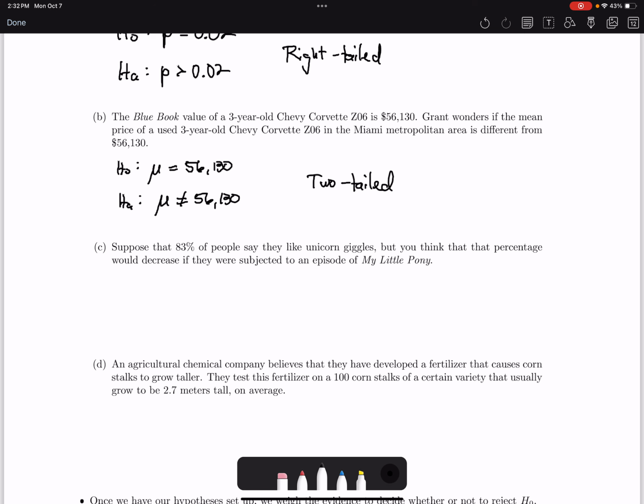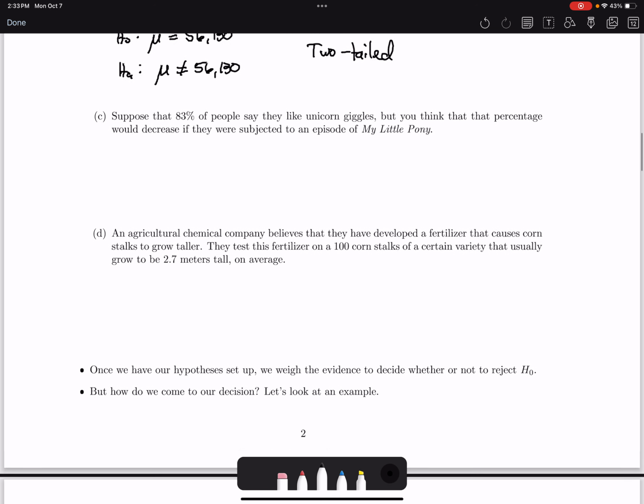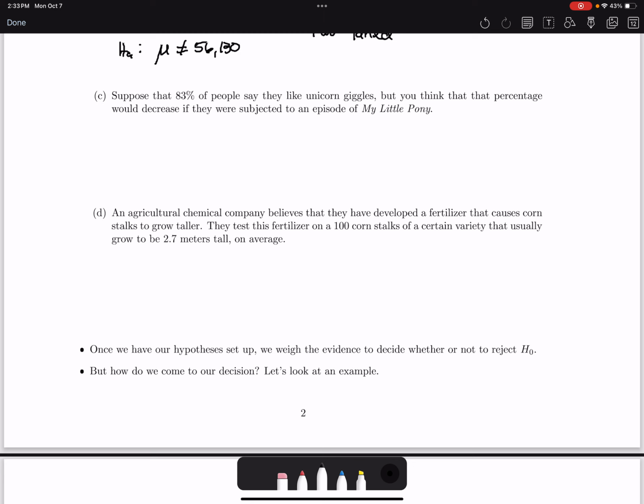Okay, a couple more. Please pause the video and see if you can get the null and alternative hypotheses written as we go through these examples, right? So part C says, suppose that 83% of people say they like unicorn giggles, but you think that that percentage would decrease if they were subjected to an episode of My Little Pony. So go ahead and pause the video, see if you can write down the null and alternative hypotheses here.